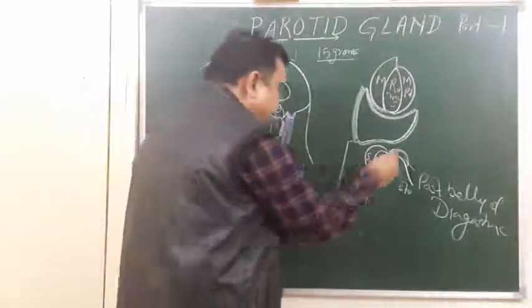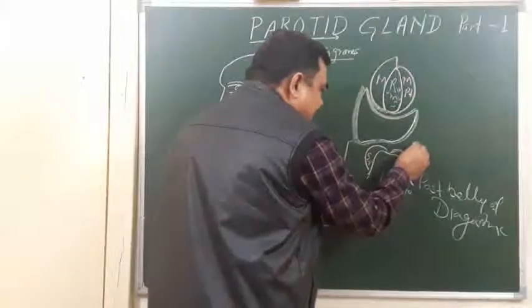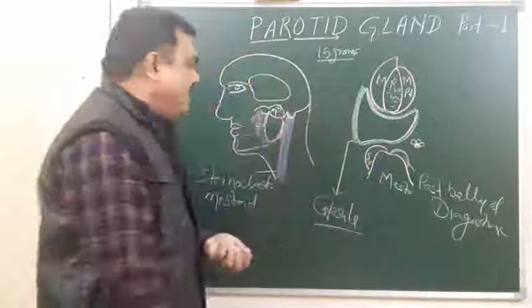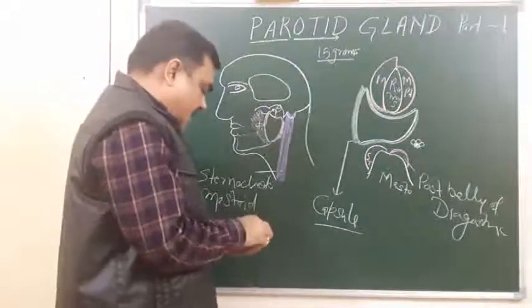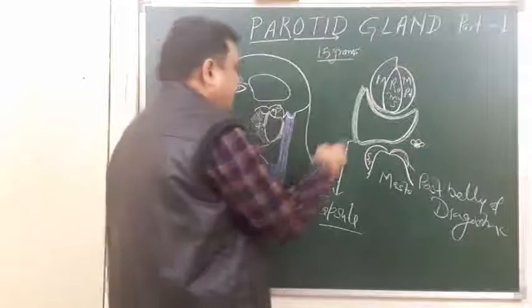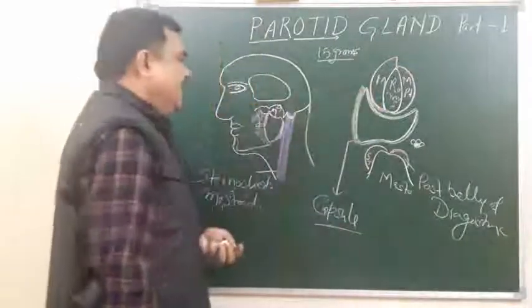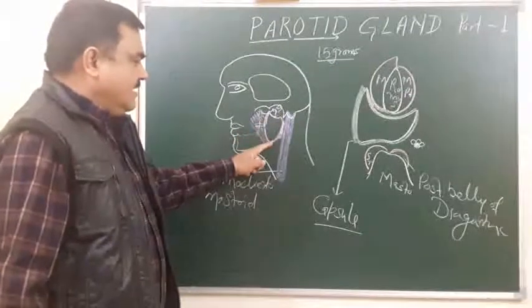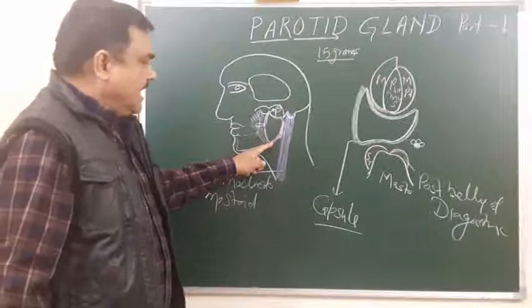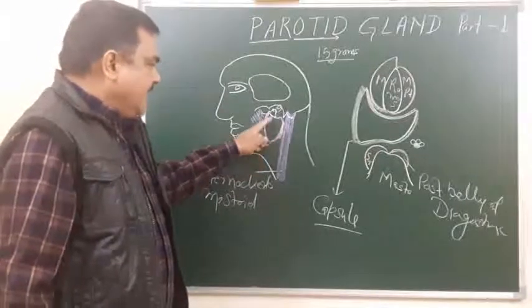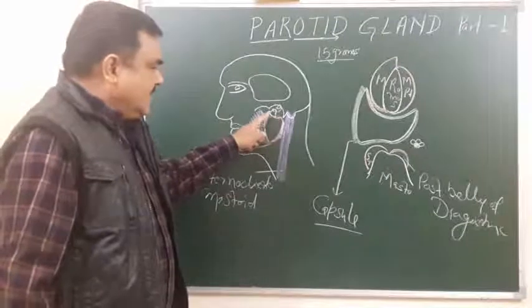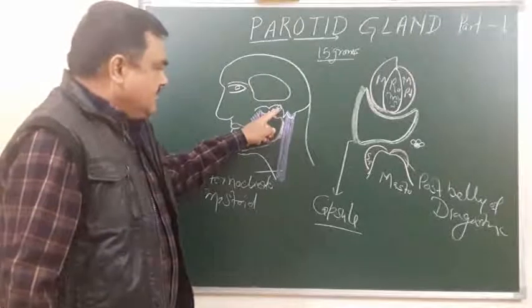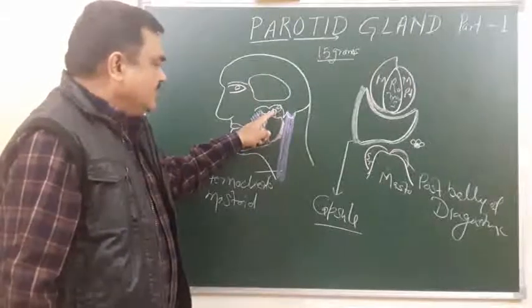In this diagram, here is position of the styloid process. There are structures attached with the styloid process, so it becomes styloid apparatus. Another thing, it has external features. It has apex which lies downward. It has base, which lies upward near the external acoustic meatus and temporomandibular joint.